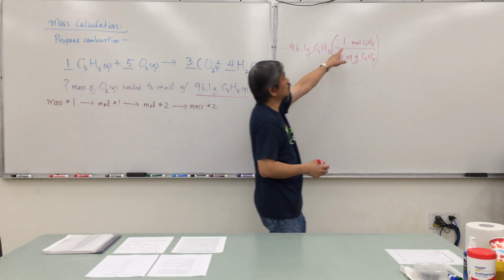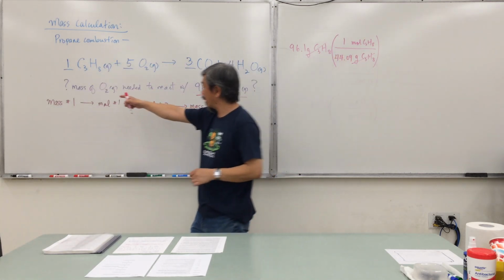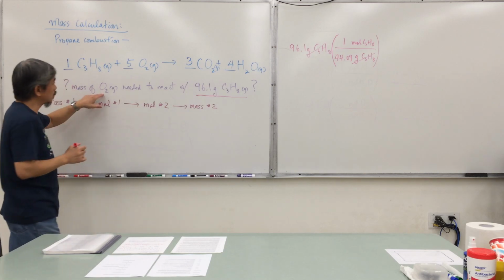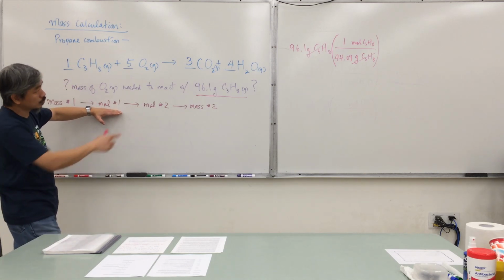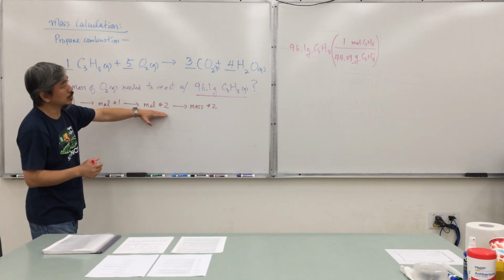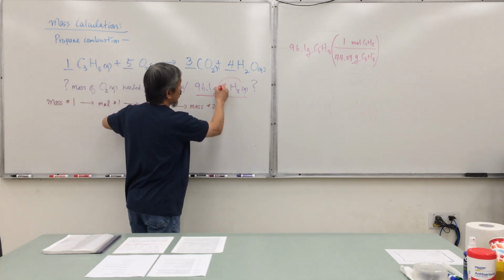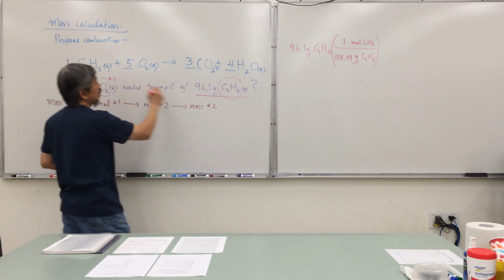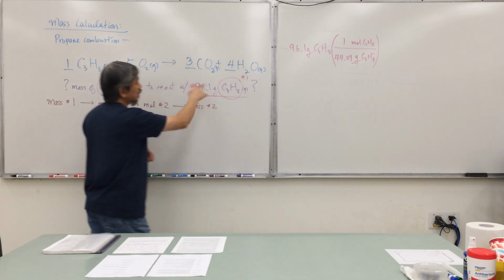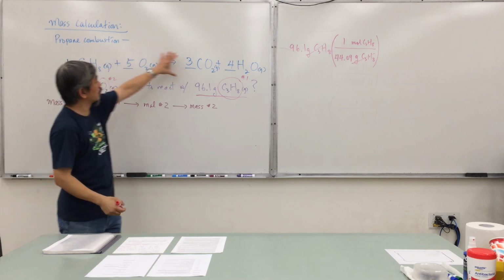I don't want moles of C3H8. I want to somehow end up with mass of O2. So what's the next step? Now I connect moles of substance 1 to moles of substance 2. Moles of substance 1 was this one over here. This is now substance 2 right here. So this is number 2, and this is number 1. Where are they connected? Well, they're connected right up here.